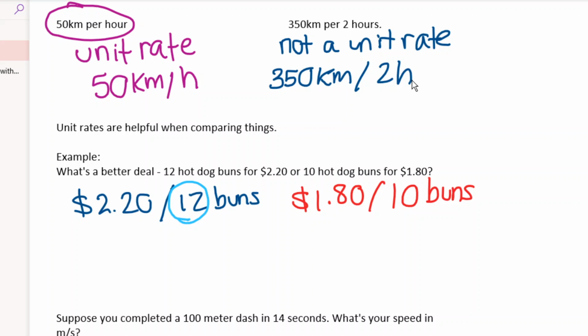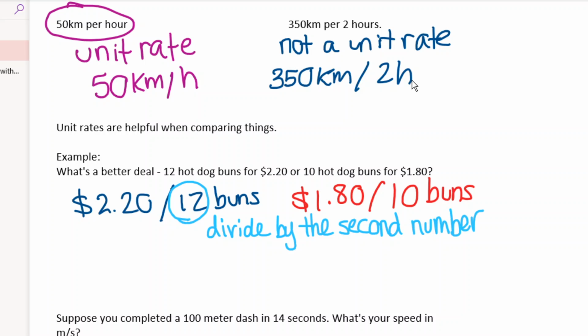So the second number is 12, and I'm just going to make a little note here. Divide by the second number. And we're going to divide both numbers by that second number. So right here, we're going to do 2.20 divided by 12. Right? And we are going to grab a calculator and we are going to do that.